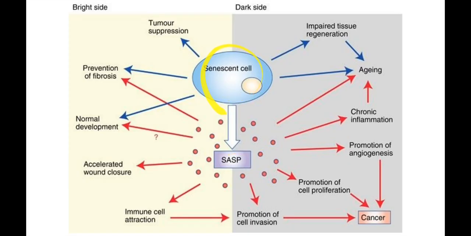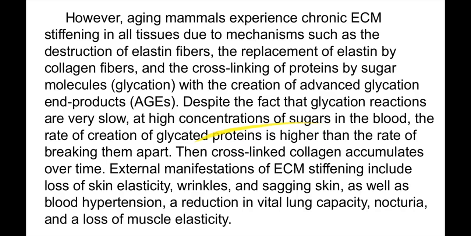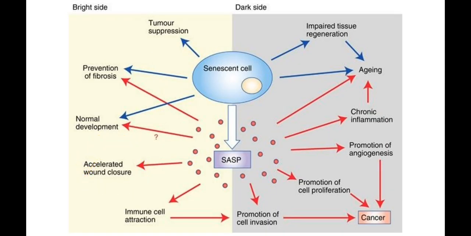Okay, here we see that senescent cells in a healthy body have a lot of positive functions, but if it is already an old, aging body, then senescent cells actually produce a lot of damage. It leads to chronic inflammation and even to cancer, etc. So you see, you cannot say senescent cells are always bad. In a young body, it is good because they improve healing of wounds. Here, accelerated wound closure.